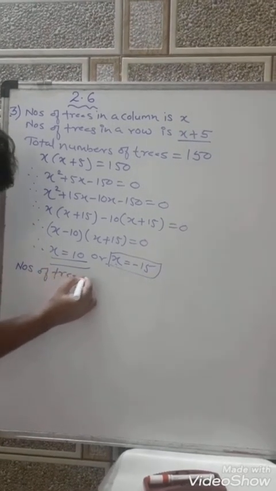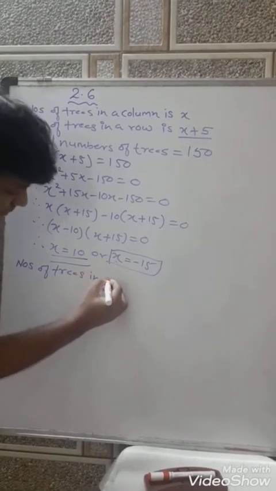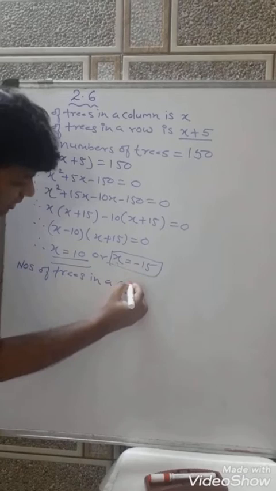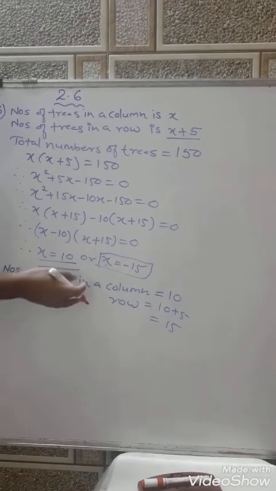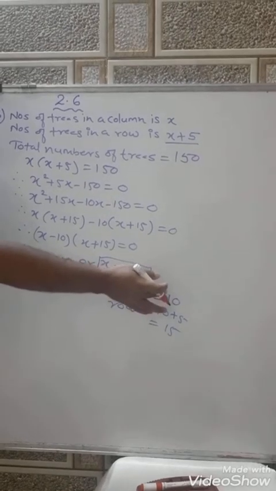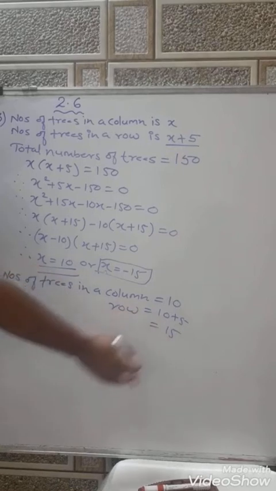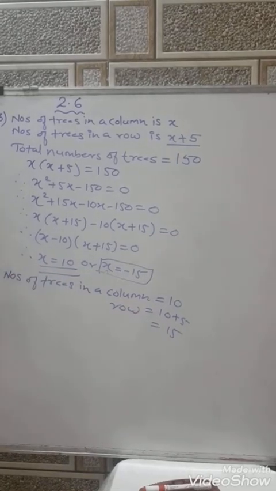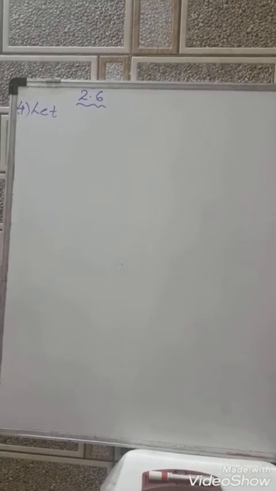Number of trees in a column, x equals 10 (x minus 15?). So the number of trees in a column is 10, and in a row it is 10 plus 5, that equals 15. Vivek is older than Kishore by 5 years.